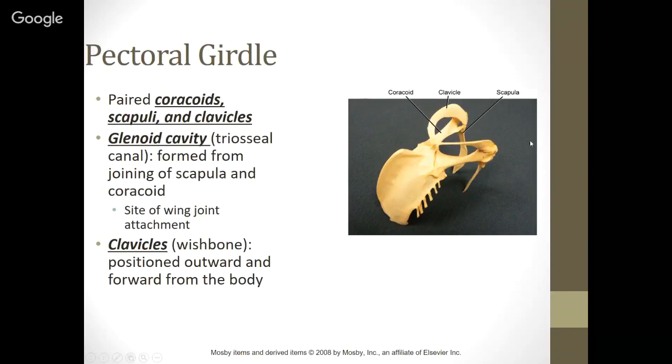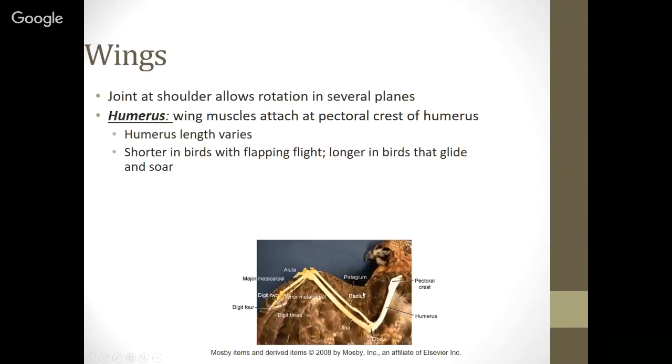The pectoral girdle. This is a picture of the pectoral girdle, not the pelvic girdle, but the pectoral girdle. We have paired coracoids, scapula in the back, and the clavicles arching around to the front. The glenoid cavity, also called the triosteal canal, is formed by the joining of the scapula and the coracoid. It's the site of wing joint attachment. The clavicles are the wishbones, and they're positioned outward and forward from the body.